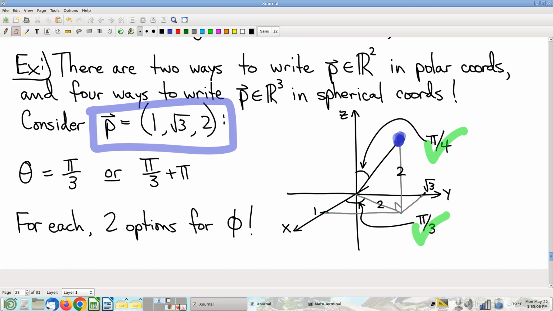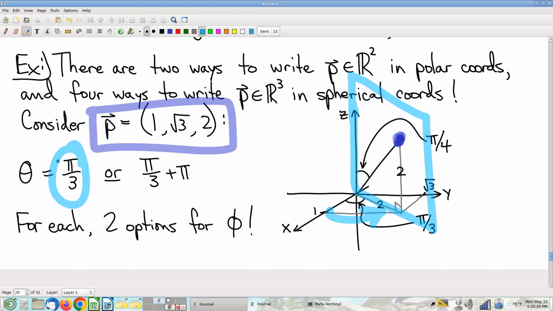So what do we do with that information, though, to describe this point? Well, one thing I could do is think of this point as being in this theta plane, where theta is pi over 3, for example. And with theta equaling pi over 3, I can see in this picture what my phi is going to be. Phi is that angle, which is pi over 4. So, no problem. Is everybody with me?